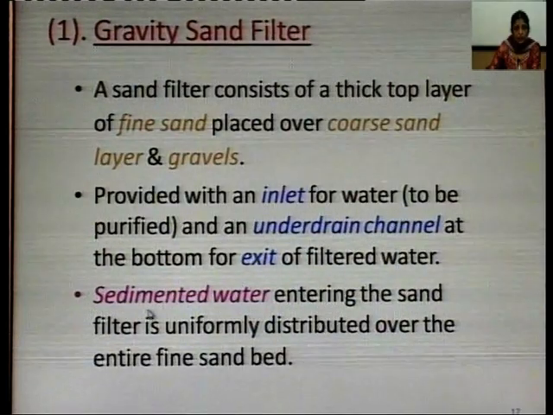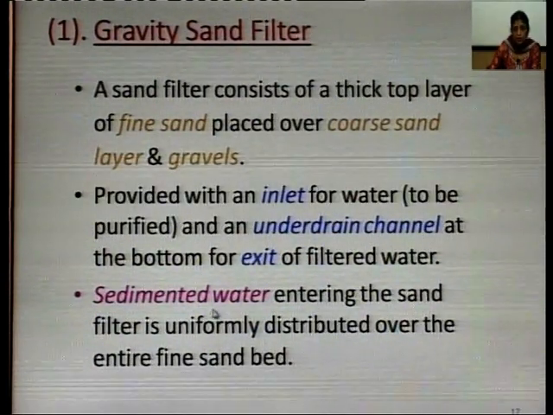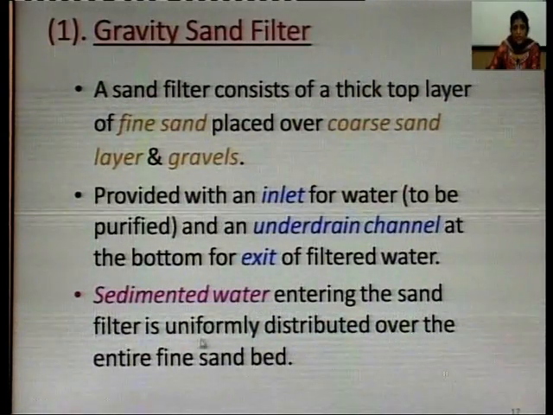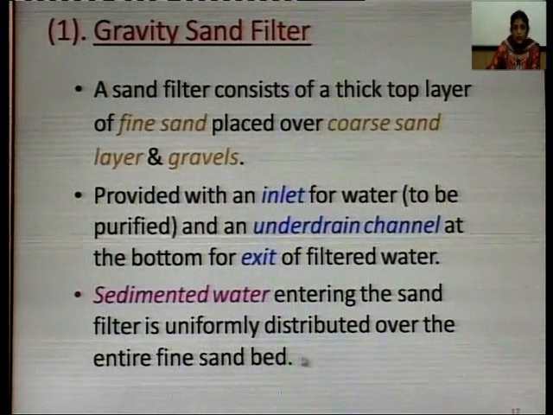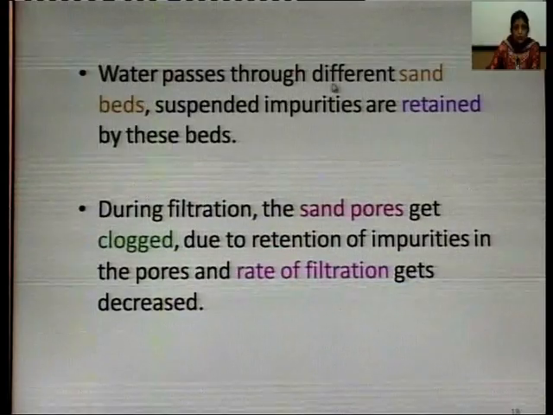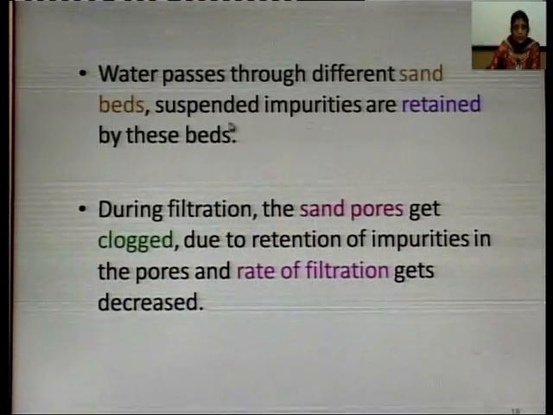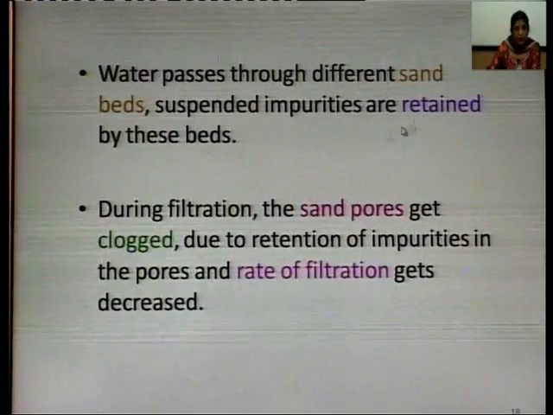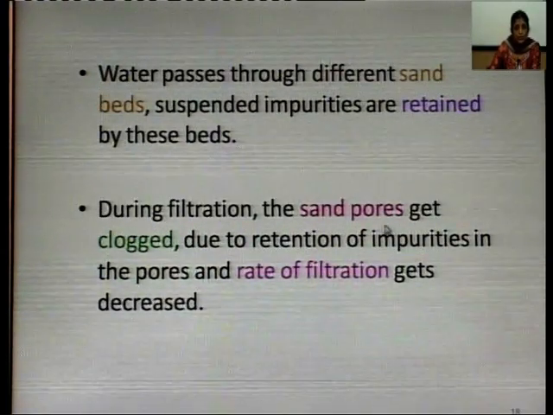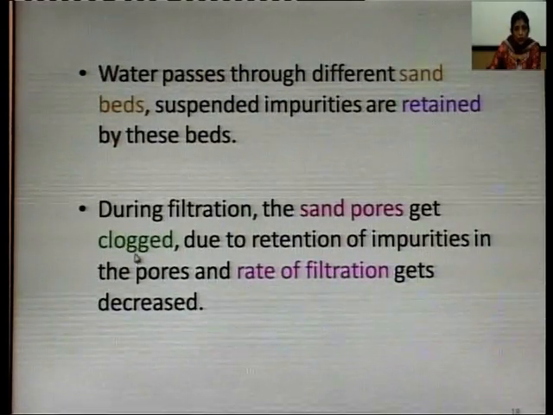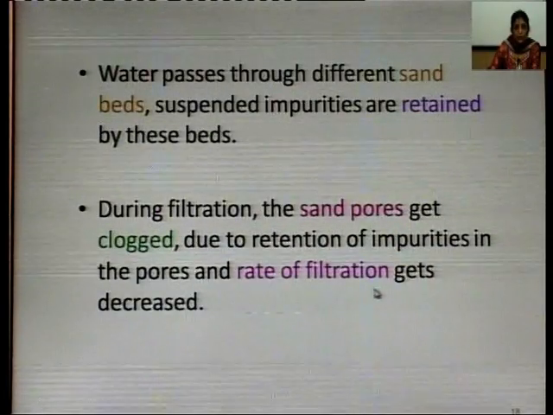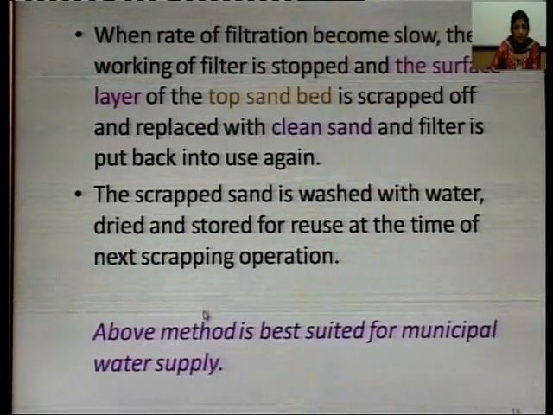Sedimented water, the water which is coming after coagulation and sedimentation, enters the gravity sand filter and is uniformly distributed over the fine sand bed. Water passes through different sand beds, and suspended impurities are retained by these beds. During filtration, the sand pores get choked due to retention of impurities in the pores, and the rate of filtration decreases.